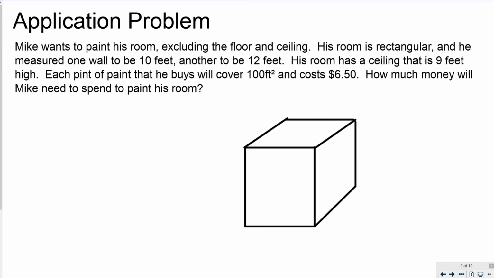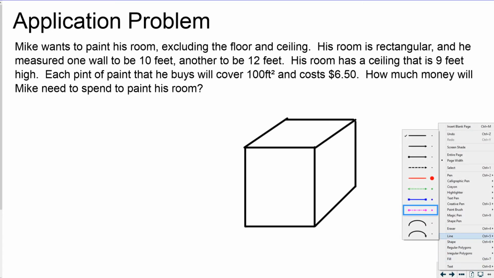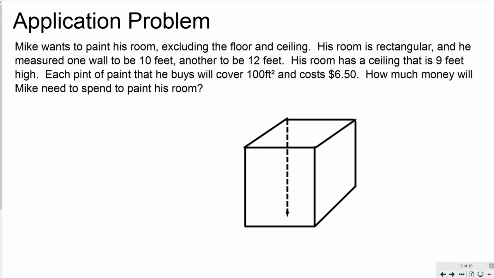I'm going to switch to dotted lines. The easiest way is just going to be to do this. He has it dotted going this way, and this way, indicating that those are behind, so we can't really see them, but they are there. Now what I'm going to note is that the bottom wall, or this one, would be 10 feet. This one was 12 feet, and his room was 9 feet high.